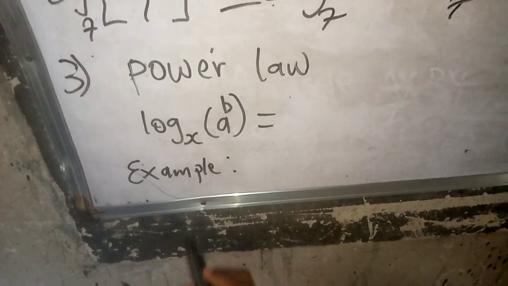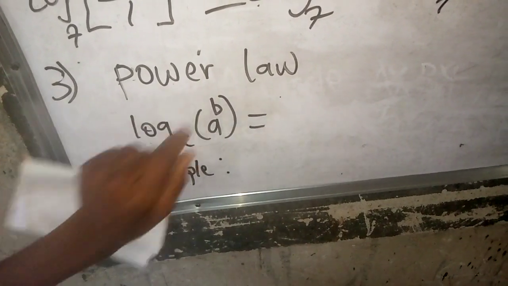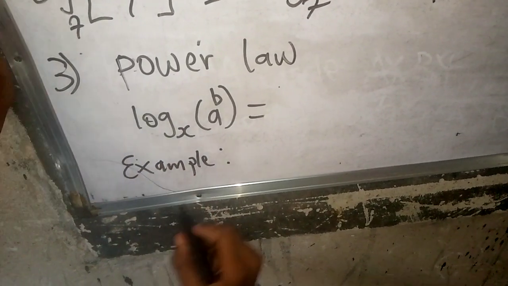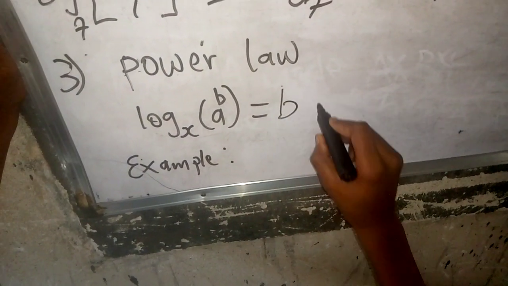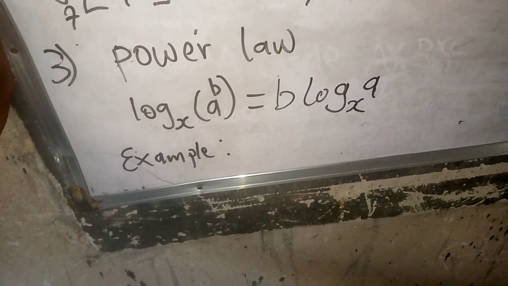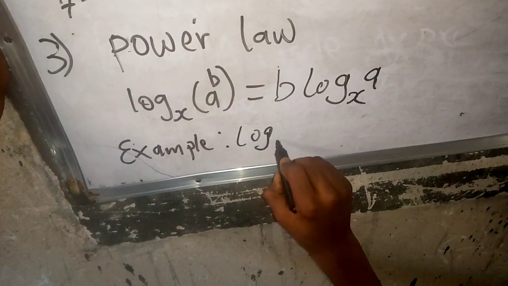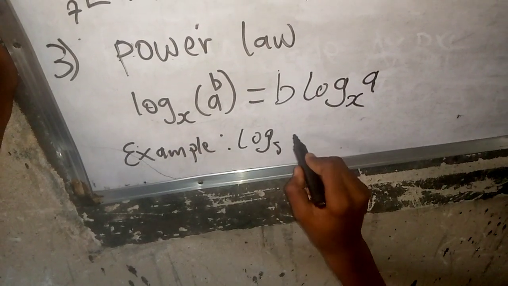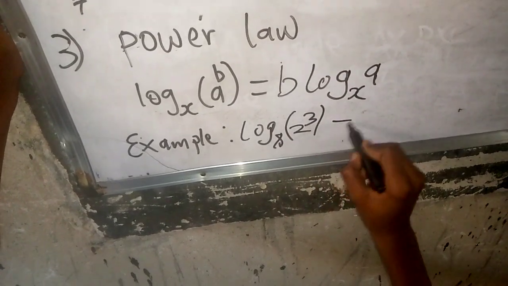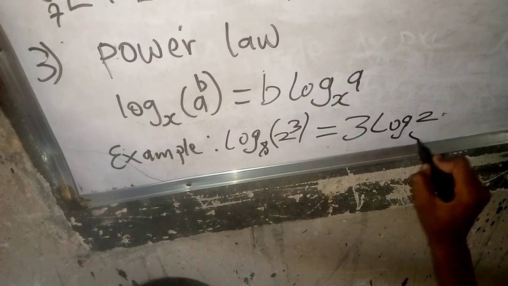In the case like this, before you solve the equation, you need to take this power, the power is taken to the front of the log. So this will give us b log a in base x. Let's take an example: log of 2 raised to the power of 3 in base 8. This is equal to 3 log 2 in base 8.